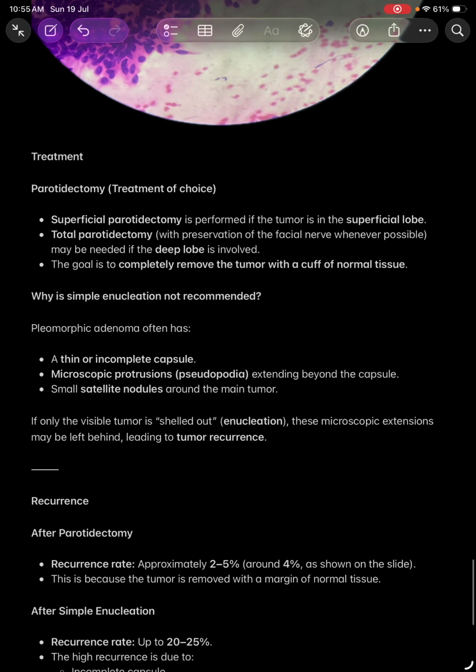The treatment for pleomorphic adenoma: if the superficial lobe is affected, we can remove the superficial lobe. If the deep lobe is involved, we have to remove the parotid gland, with preservation of the facial nerve.